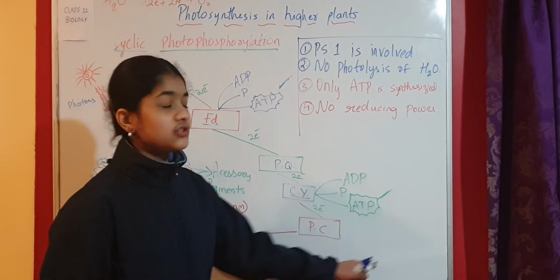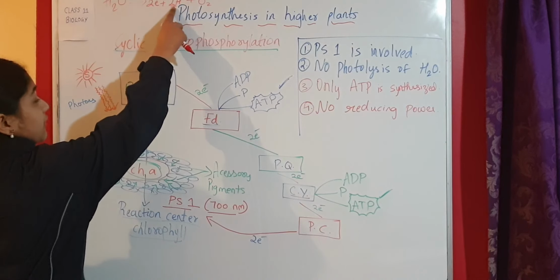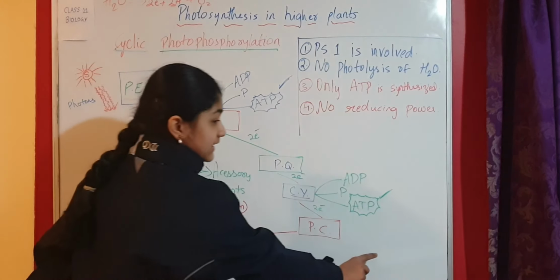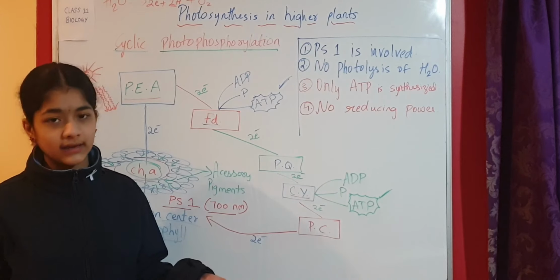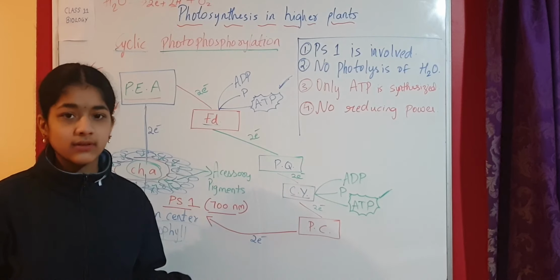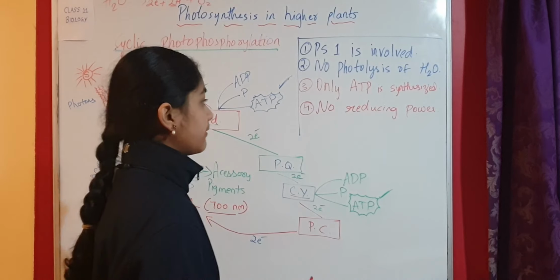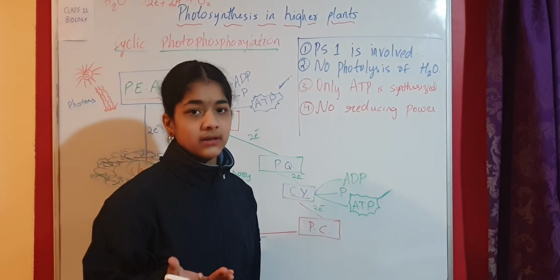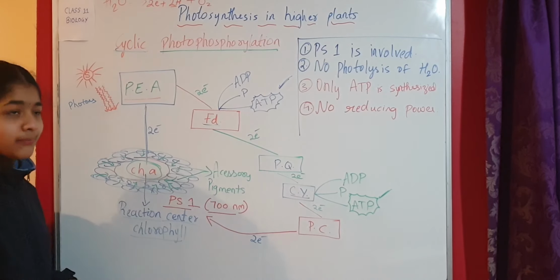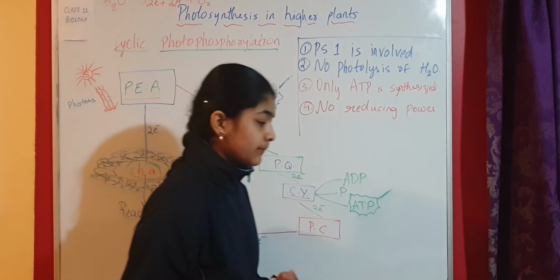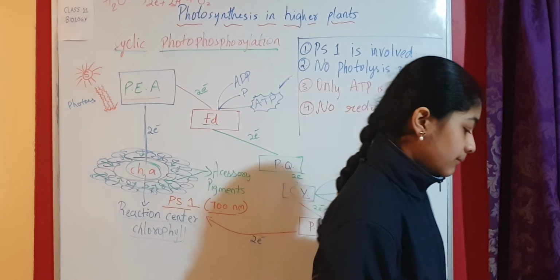So the NADPH and the pair of protons which we have got here go to form NADPH2, because that's what we need, NADPH2 and ATP. Those are the two things that we need after the light reaction. So that's why there is no reducing power or no NADPH2 being formed. So four points: PS1 is only involved, there is no PS2 involvement, no photolysis of water, and only ATP is synthesized and no reducing power.